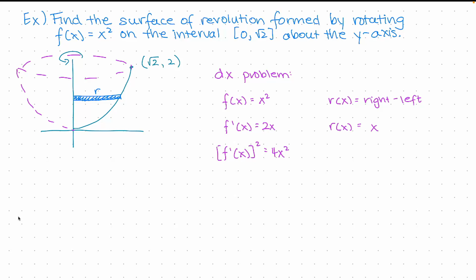Because if this is a dx problem and we want it to correspond to x, this value will just correspond to whatever the x coordinate is on the function. And what's the left? What's the x coordinate? Yeah, it's just 0. So we can say that R of x is x.